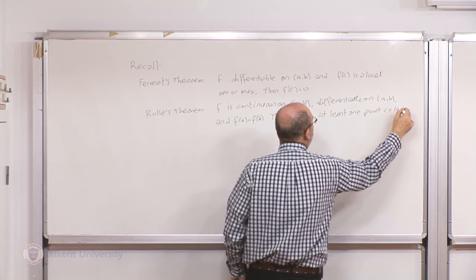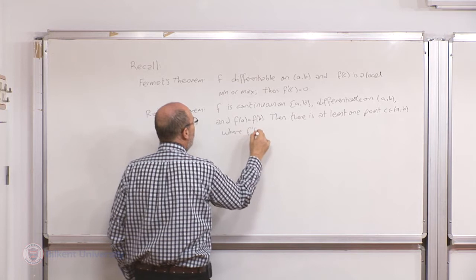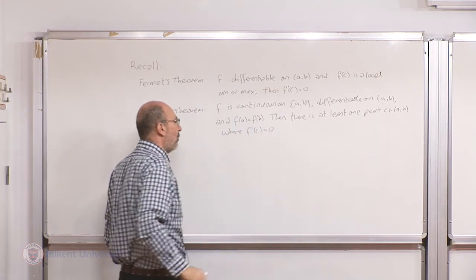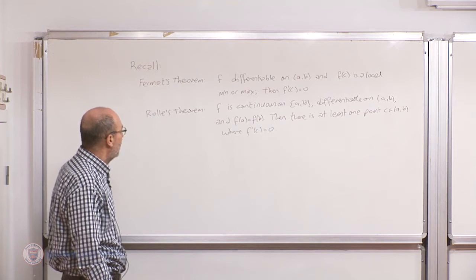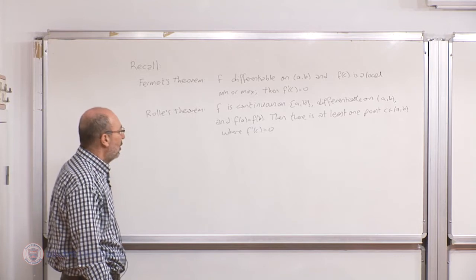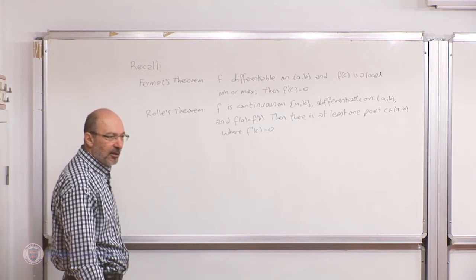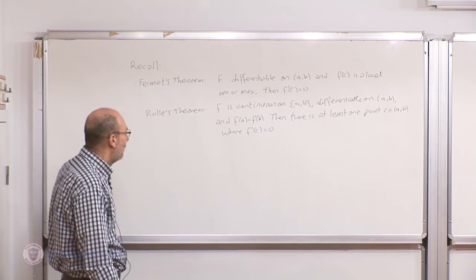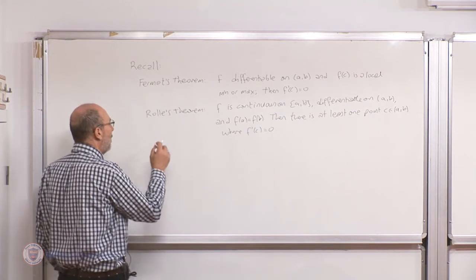c where f prime c is equal to 0. The rumor has it that Rolle proved this only for polynomials. He didn't accept any other function. Again, this is a rumor. He didn't accept any other function than polynomials, but today we use this for all differentiable functions.